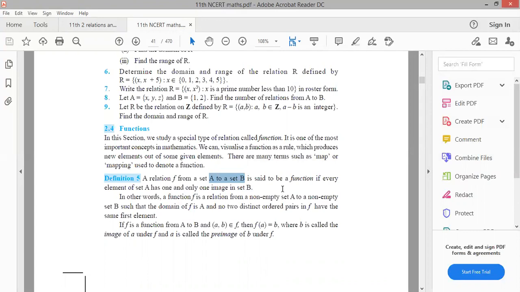Now the function is actually a specific type of relation. So what type of relations are they? We are going to learn those types of relations here in this lecture.